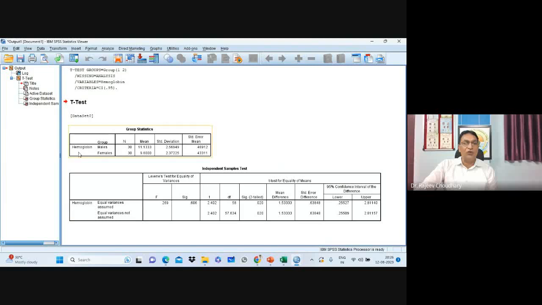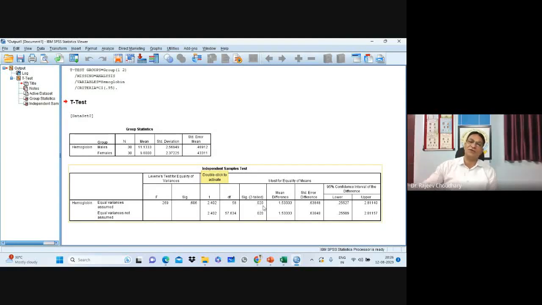We are comparing hemoglobin between 2 groups, male and female, and we conducted this study by taking 30 males and 30 females. The mean is 11.13 for males and for females 9.60. Standard deviation is this. Standard error of mean is this, and this is the t value 2.402, and the 2-tail significance is 0.02.